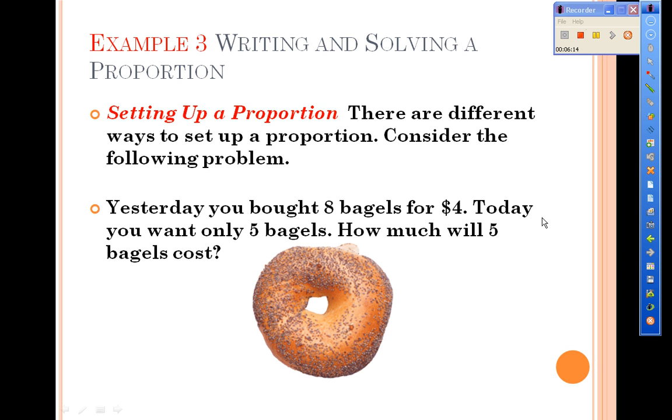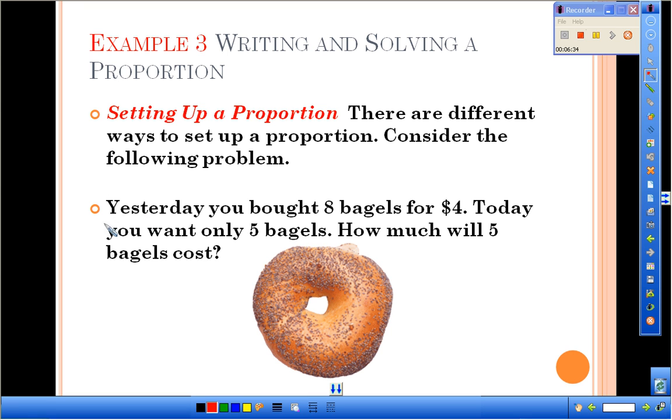The last thing we're going to talk to you about today is writing and solving a proportion. So let's talk about setting up a proportion from a word problem. There are different ways to set up a proportion and still get the same answer. So let's talk about those ways using this example.